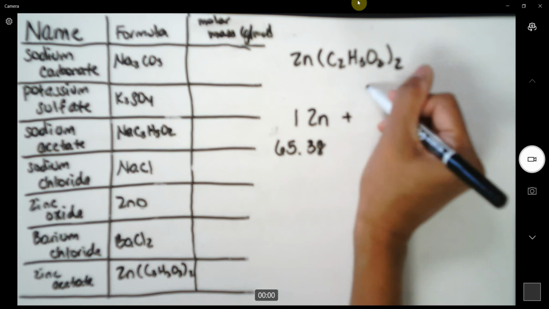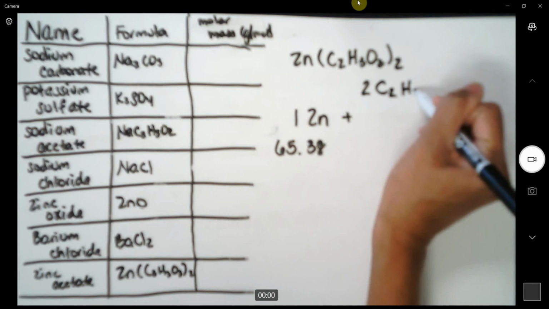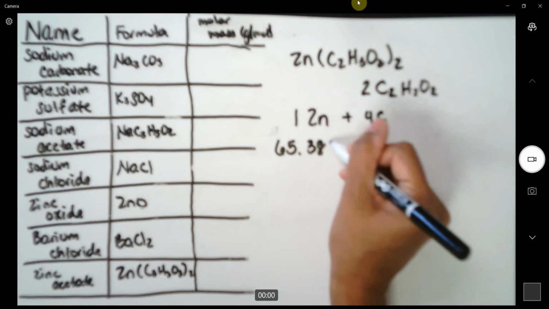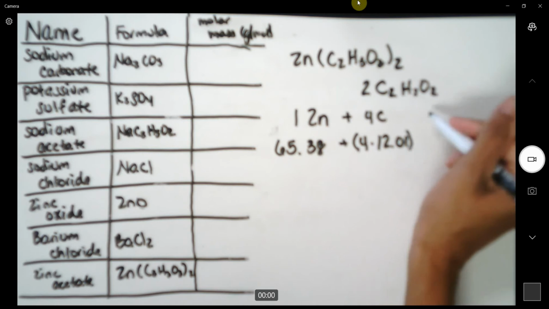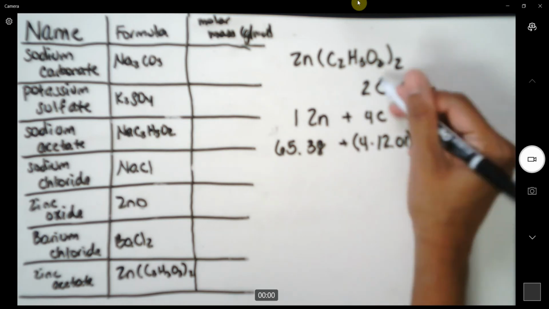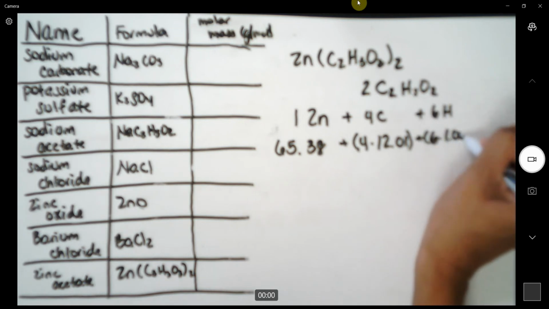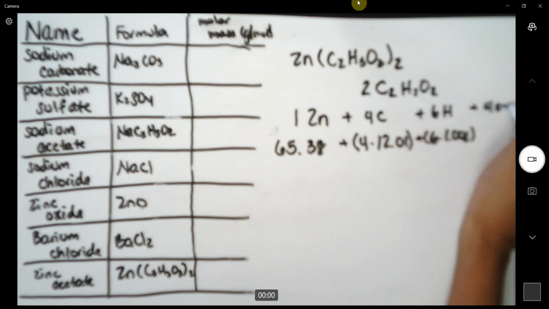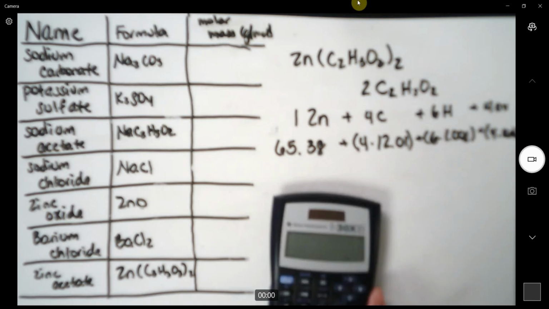Plus, we look at the acetate. So we have the 2 as a subscript here. We essentially can put it as a coefficient. So C2H3O2. So again, 2 times that 2 for the carbon gives you 4 carbons. So I will have 4 times the molar mass from the AP reference table, which is 12.01. 2 times the 3 gives you the 6 hydrogens. So 6 times 1.008. And then I have 2 times that 2, so it gives you 4 oxygens. So 4 times 16.00.